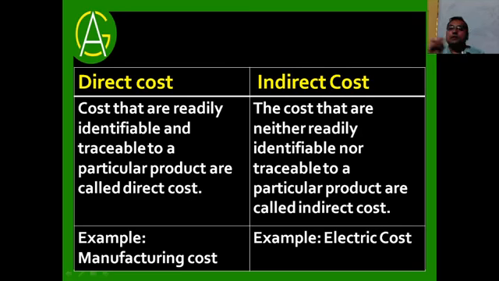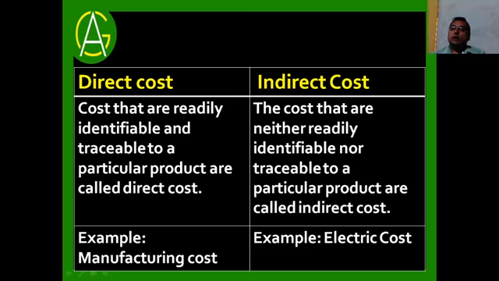Whereas in that particular factory where the bench is manufactured, electricity must have been used. Now you cannot identify what amount of electricity has been utilized for manufacturing this particular bench. So the cost of electricity will not be considered as direct cost, it will be considered as indirect cost because the cost of electricity cannot be readily identified.